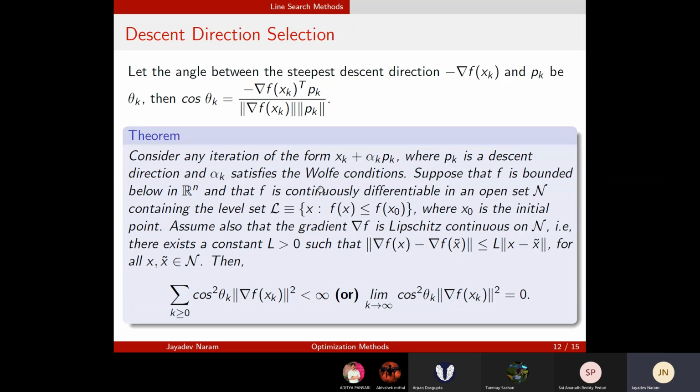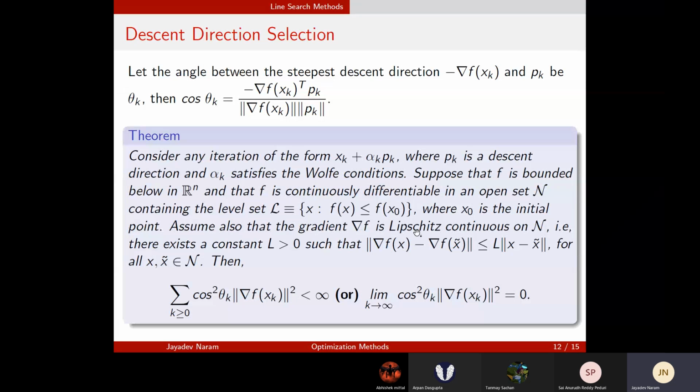And suppose f is bounded below on the whole of Rn, and f is continuously differentiable on an open neighborhood of the level set on which we traverse. Since it's a descent direction, we will only be bothered about the points where our function will be traversing. So our points will essentially be bounded by this level set. On this level set, we require our function to be continuously differentiable in an open set containing this, where x0 is an initial point.